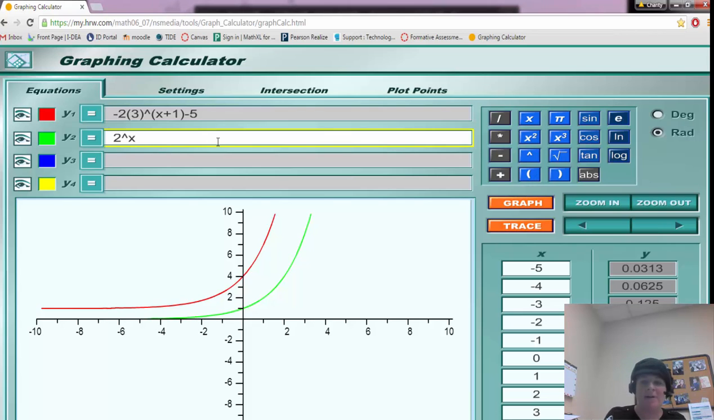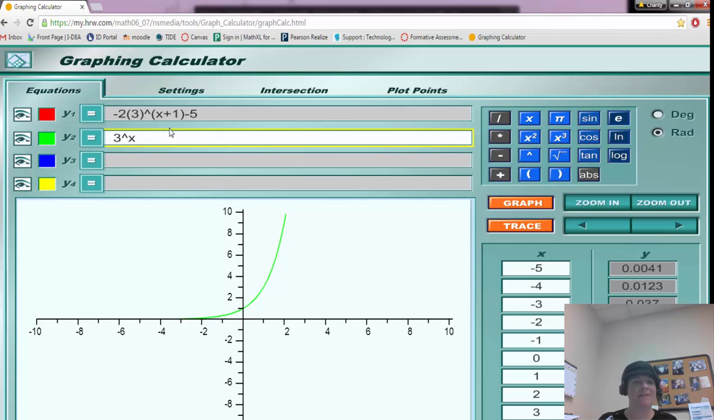Over here, what's our parent function on this one? Well, our base is 3, so the 2, the 1, and the 5 are all numbers we added. So the base is just 3 to the x. Let's graph those. We got our red.